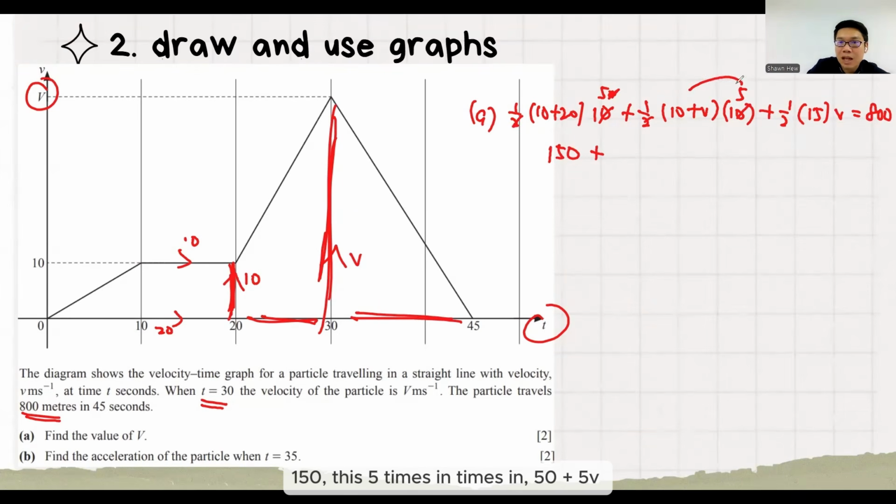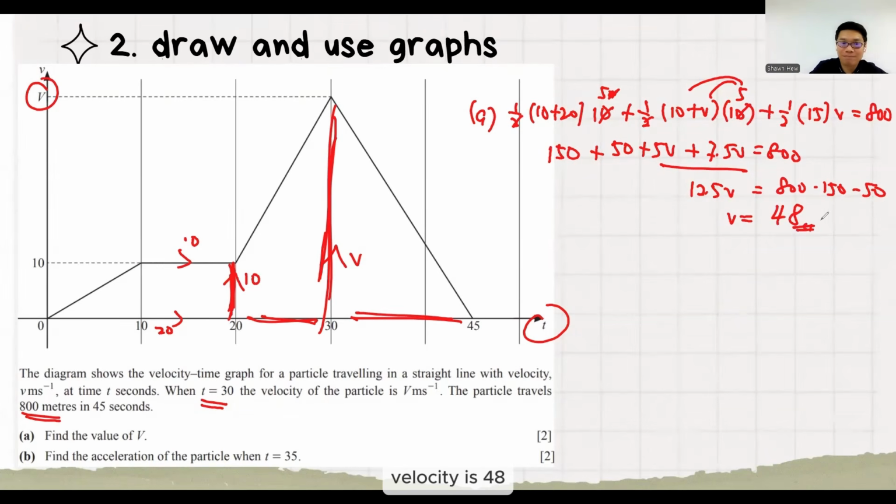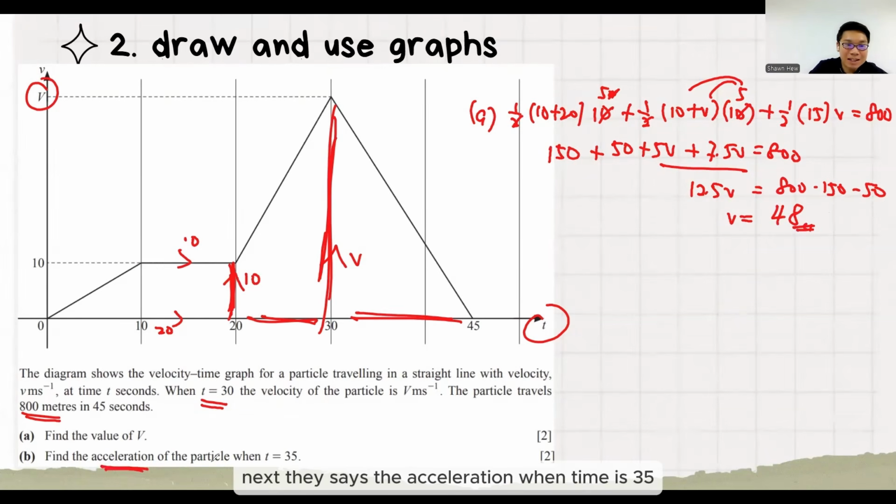Reducing, we get 150 plus 50 plus 5v plus 7.5v. Velocity is 48. Next, they ask for the acceleration when time is 35. So when the time is 35 is around here.